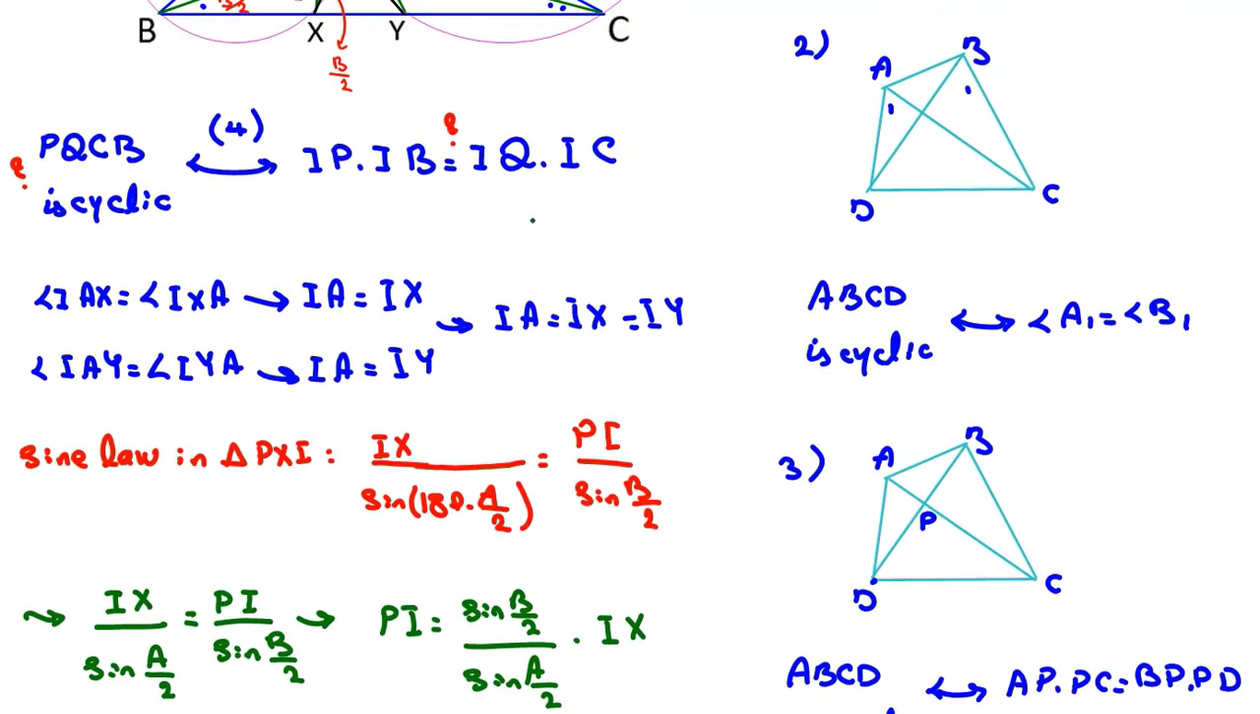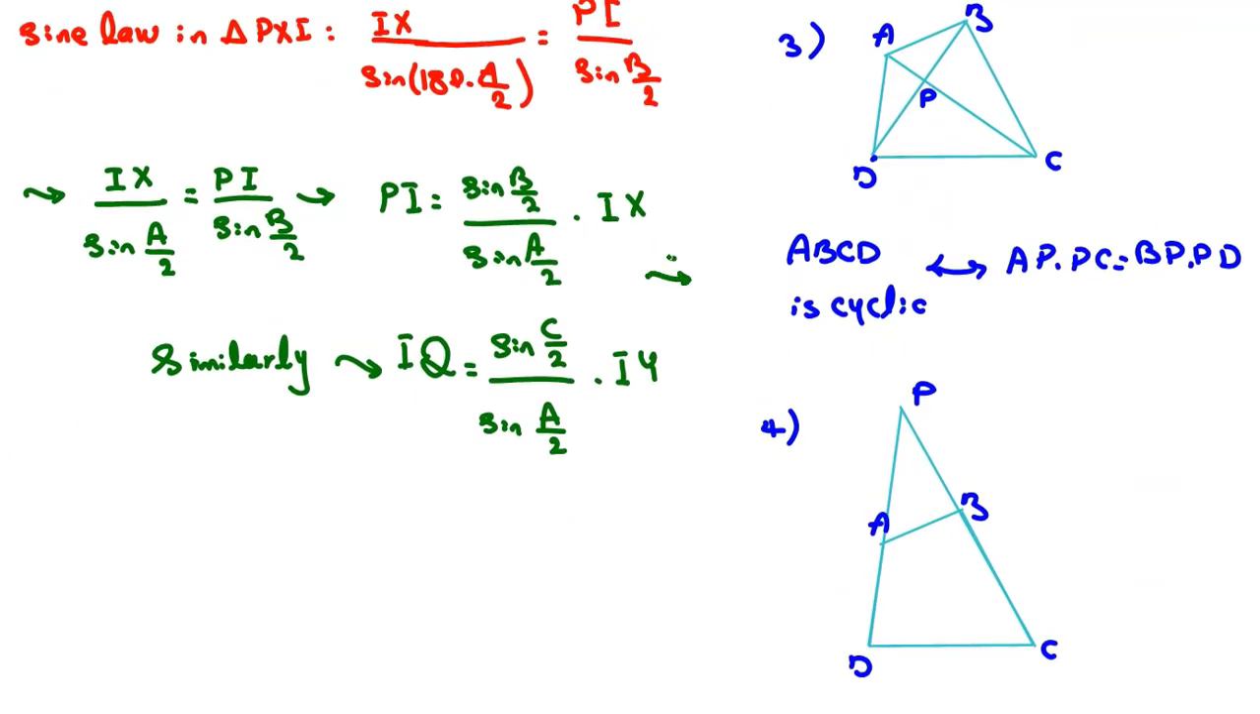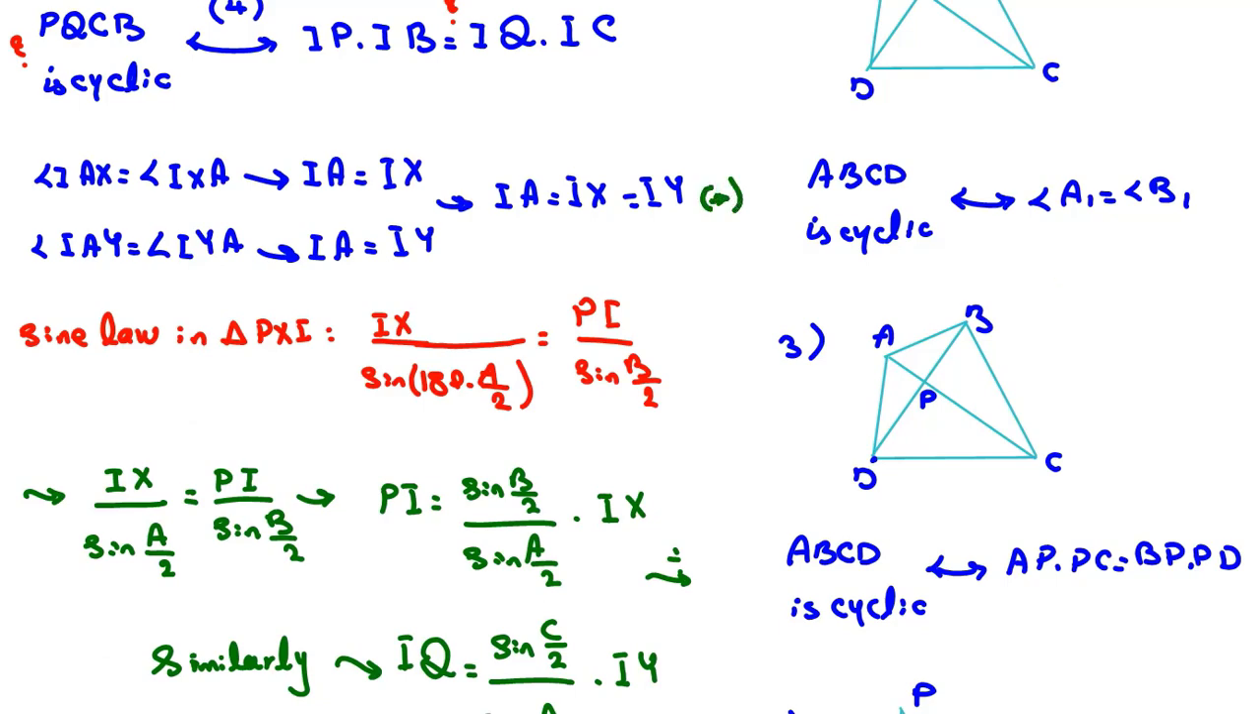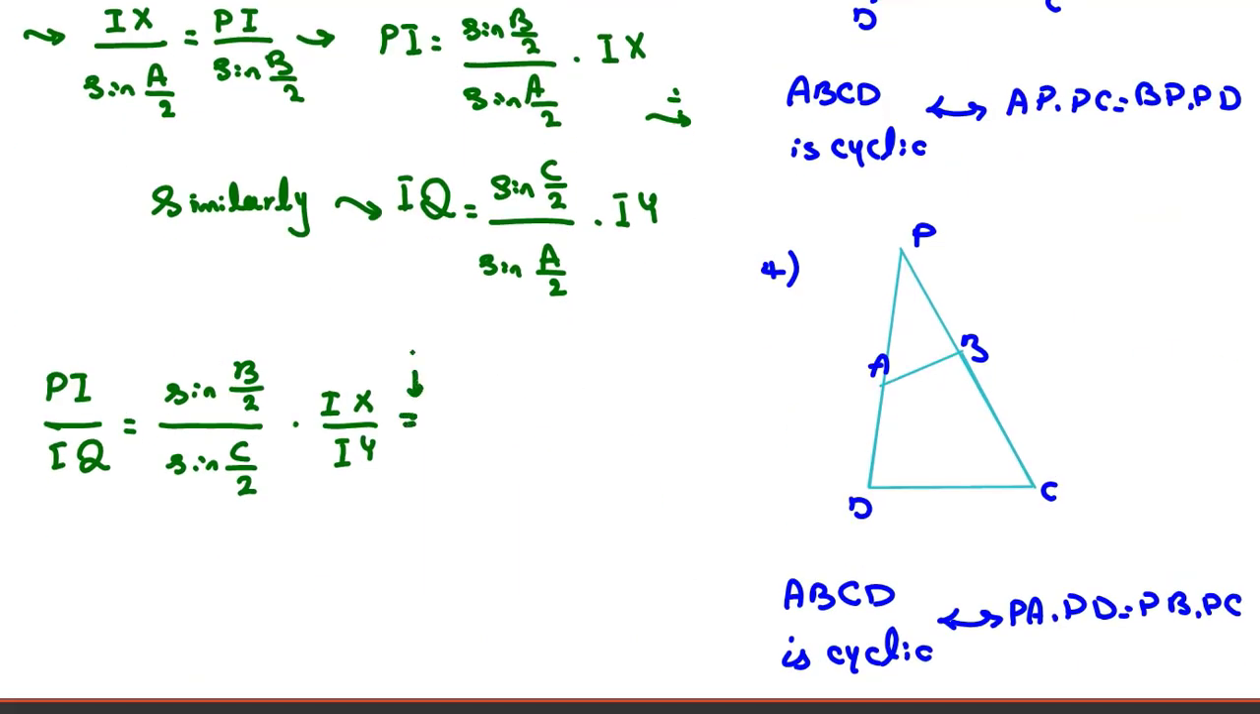Now, we want to find, for example, IP over IQ. Let's divide these two terms. So PI over IQ, let's see, it is equal to sine B over 2 over sine C over 2. Sine A over 2 will be cancelled, times IX over IY. And we've proved IX equals IY, so you can cancel that. And you can say it is equal to sine B over 2 over sine C over 2.